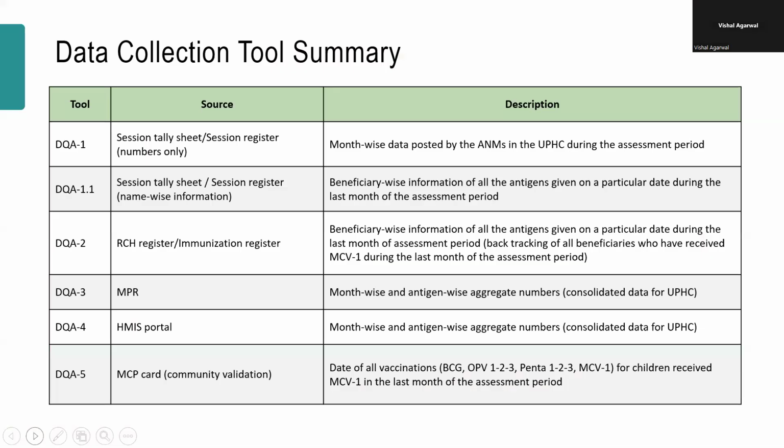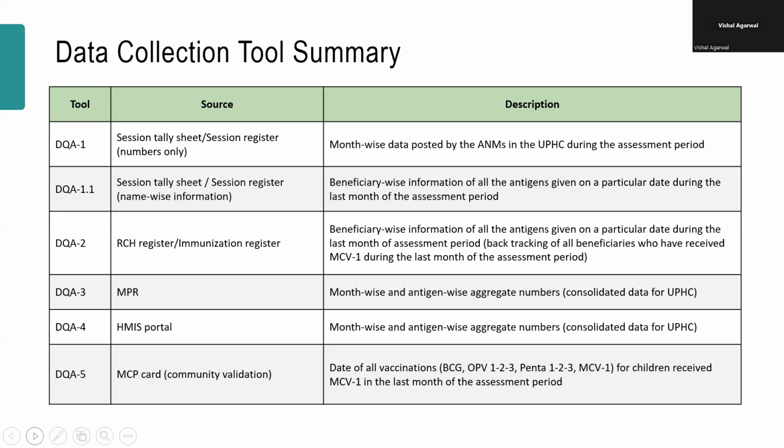So now we'll discuss the data collection tools that we used during our data quality assessment. This is a summary of the data collection tools. You can see tool number DQA 1. For this tool, the data source was the session tally sheet or session registers, in which session-wise numbers can be found during data collection. It is the month-wise, date-wise data posted by the ANMs in the UPHC for the complete assessment period.